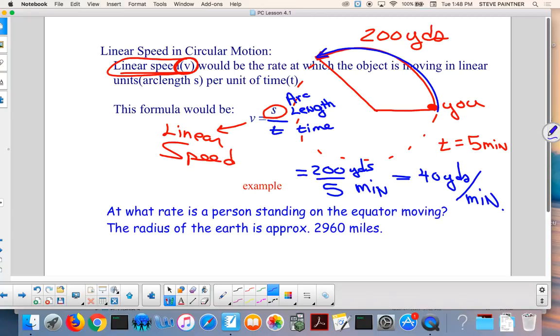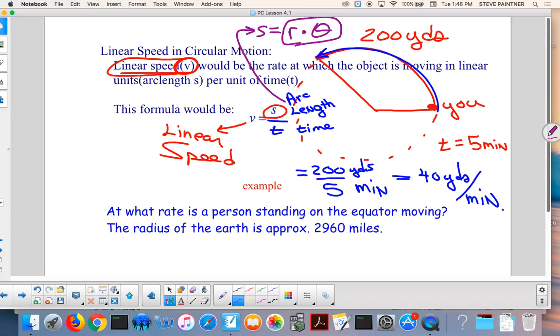Linear speed is nothing more than what? Say it. Arc length divided by time. But wait a minute. What's arc length? Radius times theta. This is what you did right off the bat. Do you remember that was your first problem? So this problem is nothing more than arc length divided by time. Okay? Try that problem.